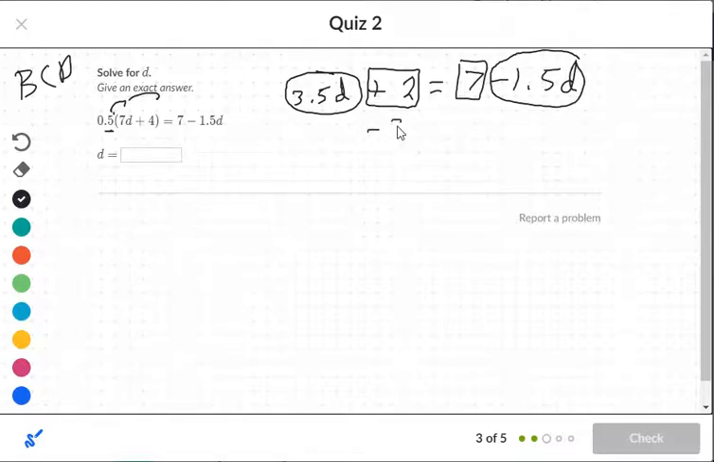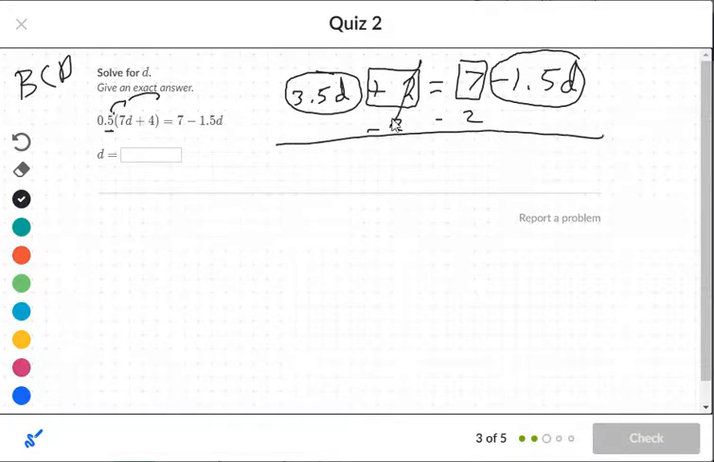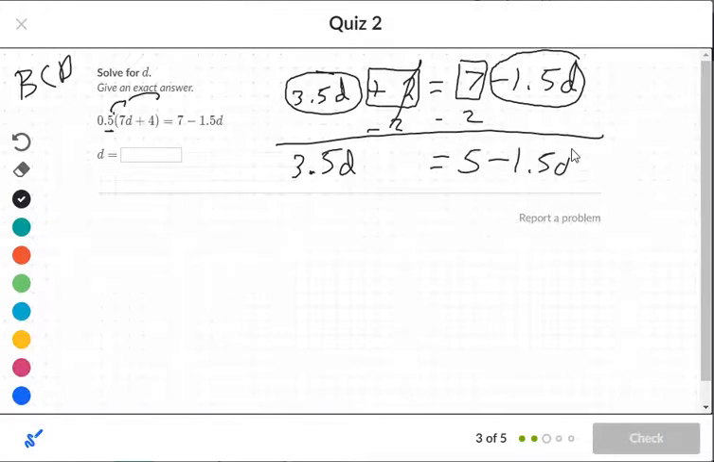Okay, 2 is smaller, so we're going to move the 2, so that becomes a minus 2. Cross that out. So you get 3.5D. 7 minus 2 is 5, minus 1.5D. So let's circle our letters, and let's box our numbers.